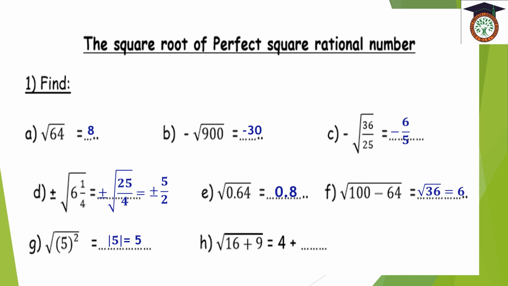It tells us that 5 equals 4 plus what? We said that the square root of 16 plus 9 equals 5, so 4 plus 1 will be 5.